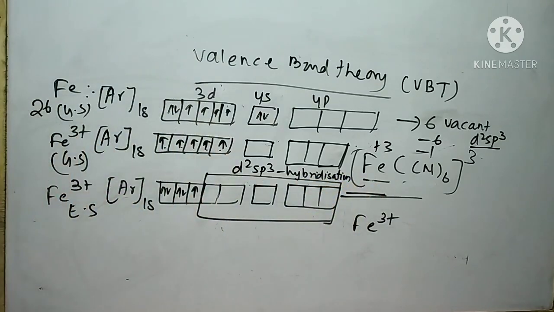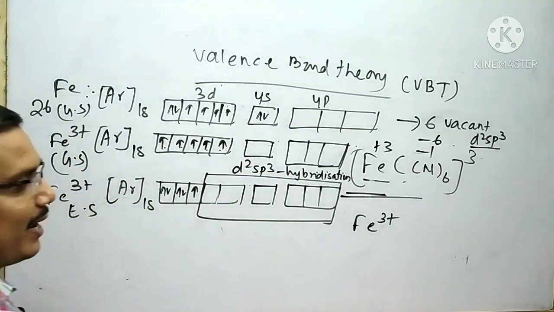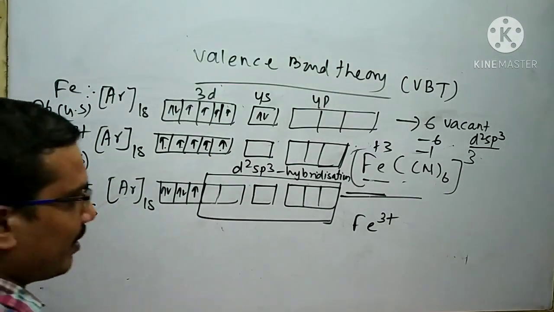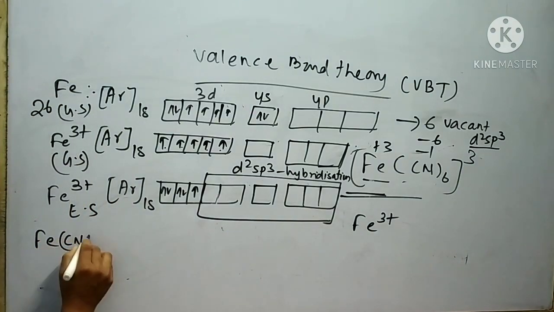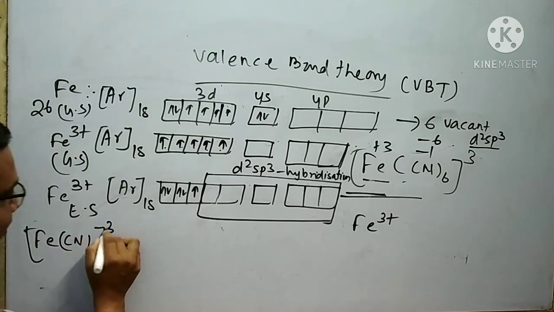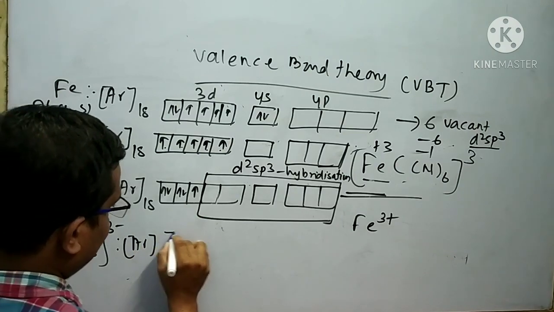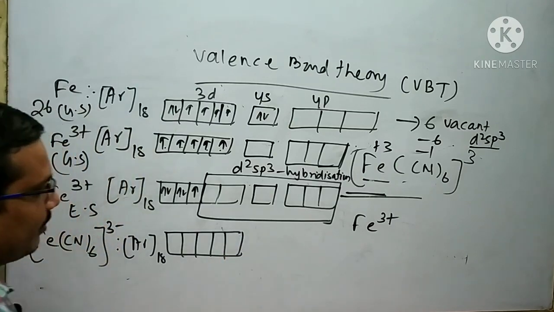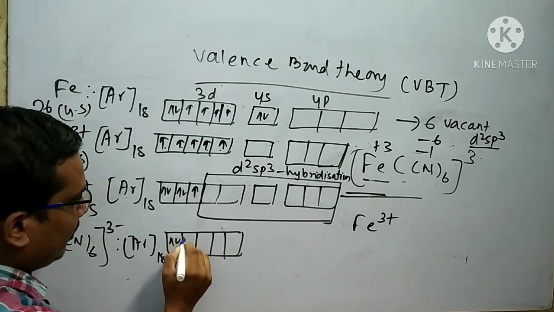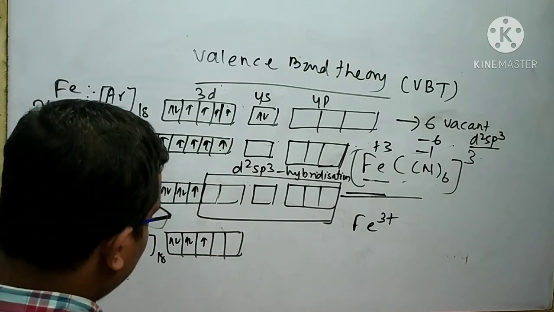After hybridization, now I will attach the 6 ligands to these 6 vacant d2sp3 hybrid orbitals. So in the next step I can write [Fe(CN)6]3-, argon 18. This is your 3d orbital. Here I can write 2 electrons. Here also I can write 2 electrons. This is your unpaired electron.